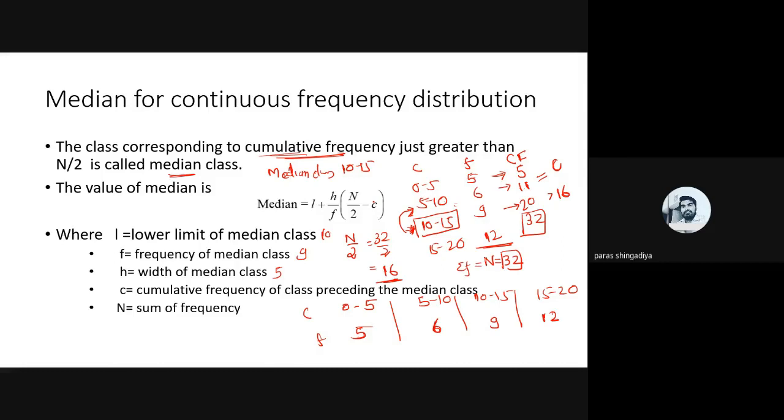Chinatu has asked that he joined late. So how do we know the CF, or is it given? No, it is not given there. Only the frequency will be there.